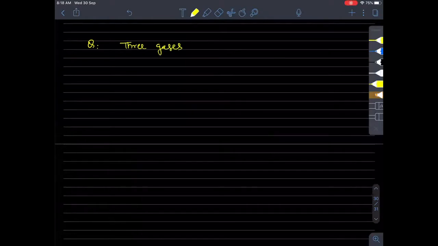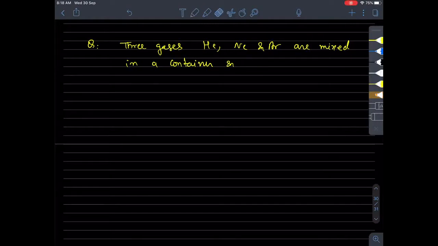Three gases, helium, neon, and argon, are mixed in a container, and the total pressure of the mixture was observed to be, say for example, 2018.